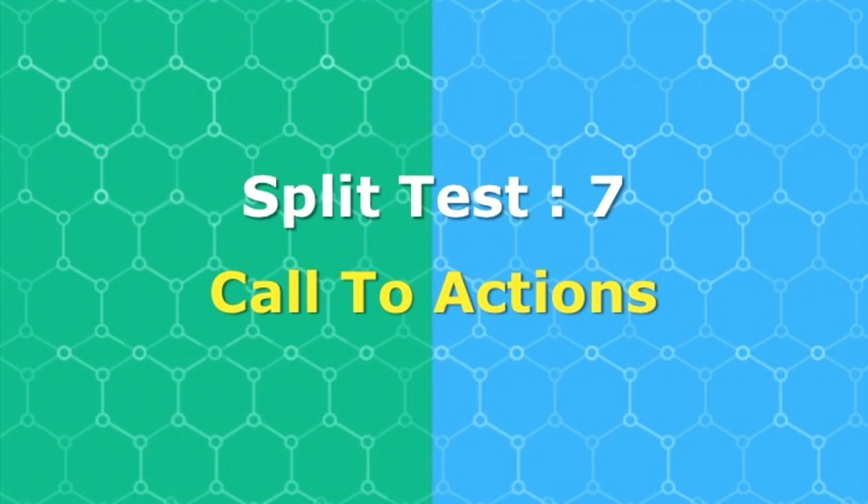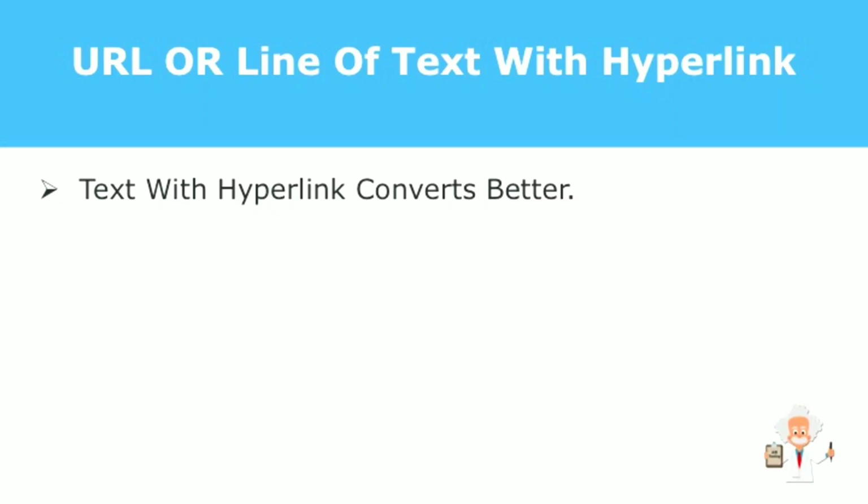So here are some proven converting CTAs. URL versus line of text with hyperlinks. Usually, with plain text emails, the CTA is a simple line of text. It's highly recommended that you use a text link with a hyperlink instead of the direct URL, because not many people will understand that. When they see a hyperlinked text, they understand the message that this is a place to click to find out more about your product.